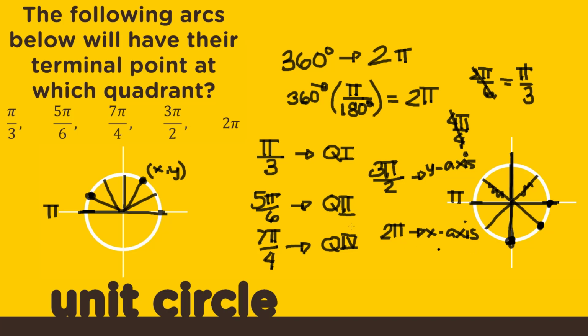So as a summary, pi thirds is on the first quadrant, 5 pi over 6 is in the second quadrant, 7 pi over 4 is on the fourth quadrant, 3 pi halves is not on any quadrant, nor is 2 pi, but they are both on axes, namely the y-axis and x-axis respectively. This is very important as we move further into determining the coordinates of these given arcs.